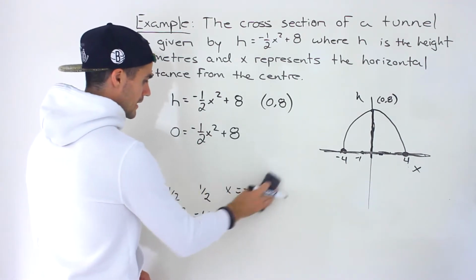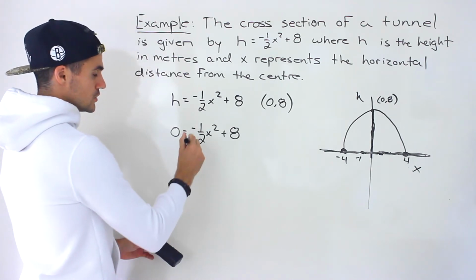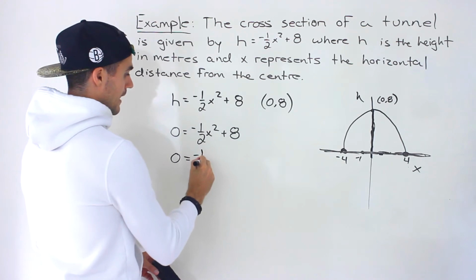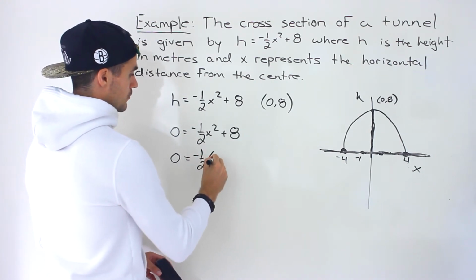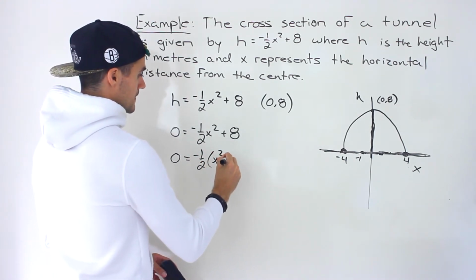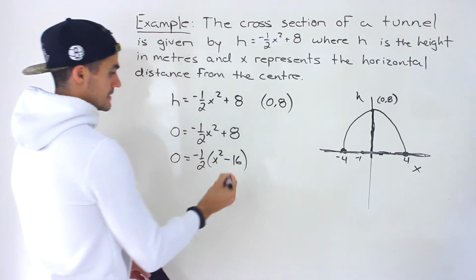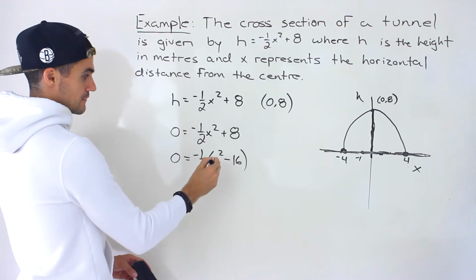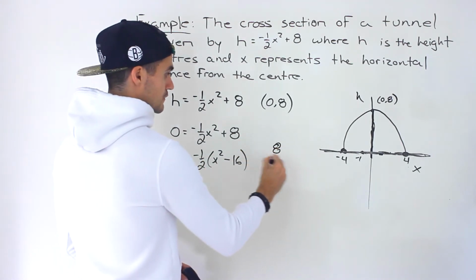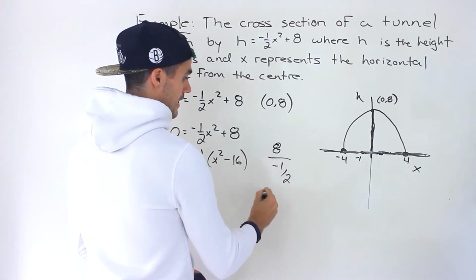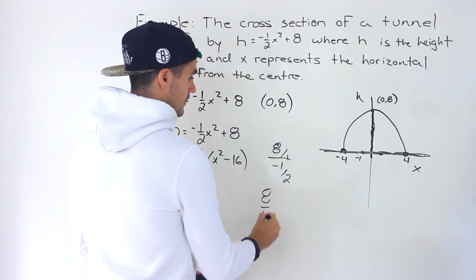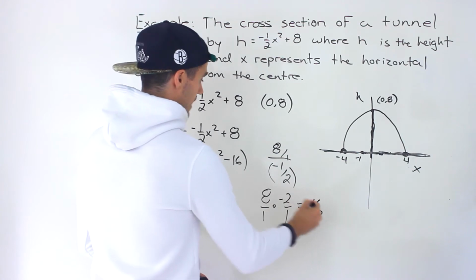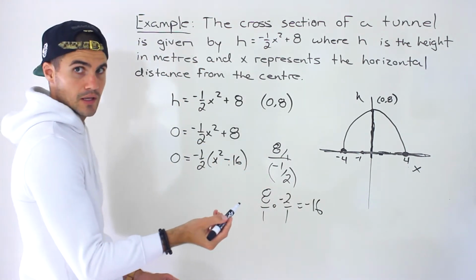go through the factoring. But if your teacher does require you to show the factoring process, we would take out the negative 1 half first, and we'd end up with x squared minus 16 like that. Because if we take out the negative 1/2, this divided by negative 1/2 is just x squared, and then 8 divided by negative 1/2 is like 8 over 1 times negative 2 over 1, right? We flip this fraction, which would give us negative 16. So that's how we get that right there.